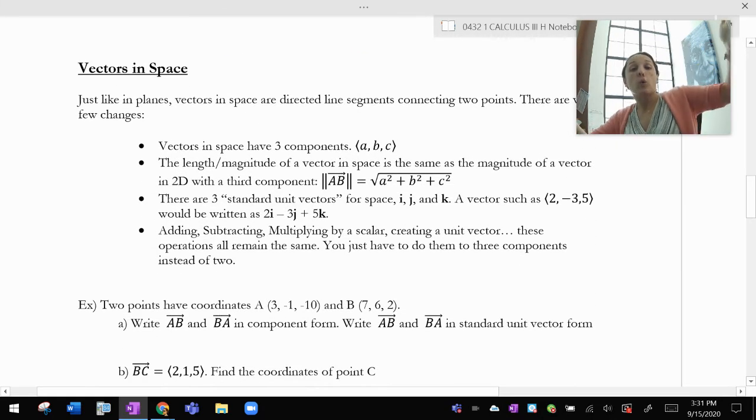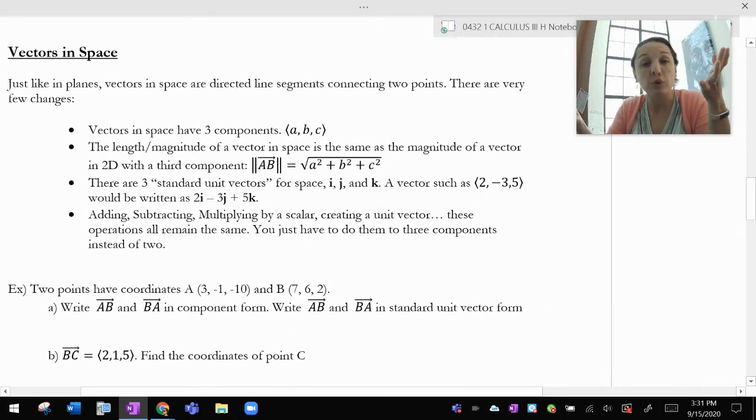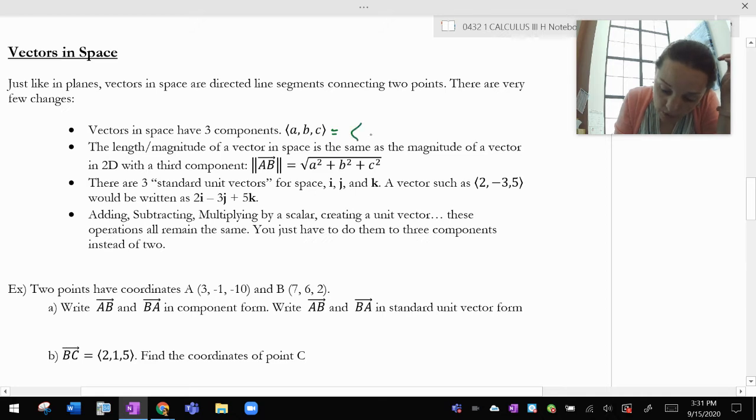All right, so you figured out points in space. We have distances between points in space. Here's the cool thing. Vectors in space act just like vectors on a plane, okay? Most of the rules stay exactly the same. So vectors in space have 3 components, A, B, and C, or V1, V2, V3, doesn't matter. Your first component is your delta x, your second component is your delta y, and your third component is your delta z.